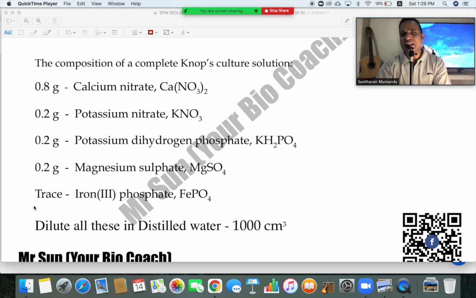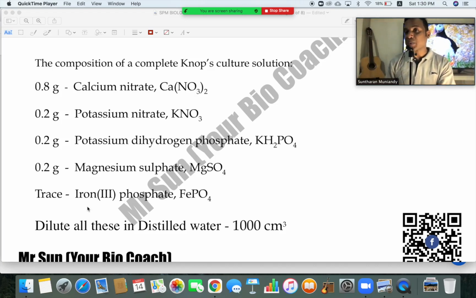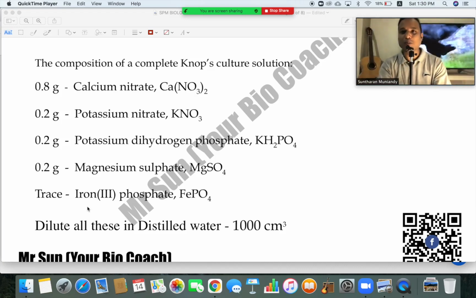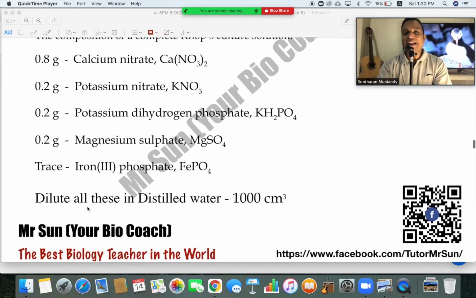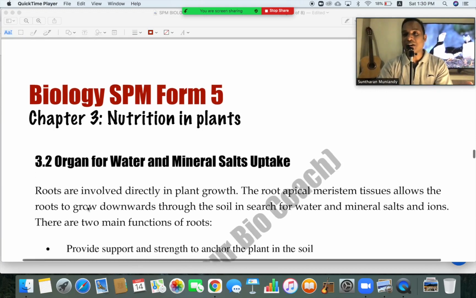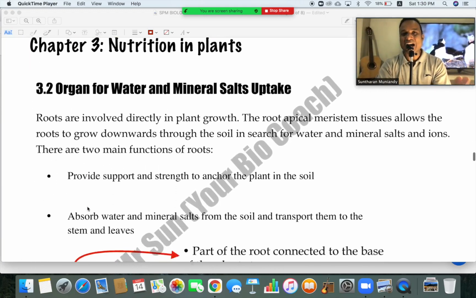And again, you look at the last one, which is under trace. Trace means very little. The trace element is iron phosphate. Iron is ferrum, so we know iron is ferrum, and ferrum is one of the trace elements. We don't have all the micronutrients here, but we have the trace element of iron, and that is under the Knop's solution, remember that. And for iron, you only need to know the deficiency of iron. So that's how easy it is.